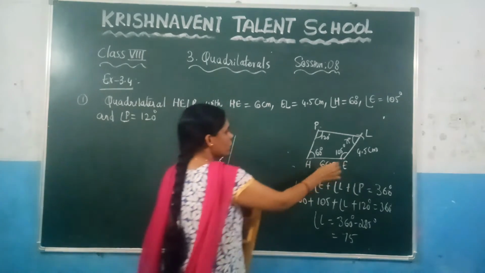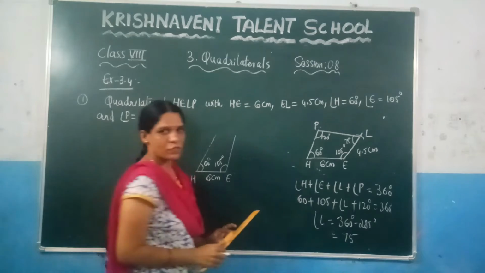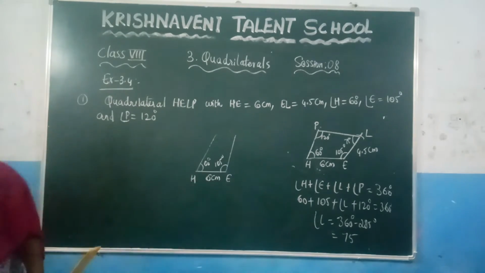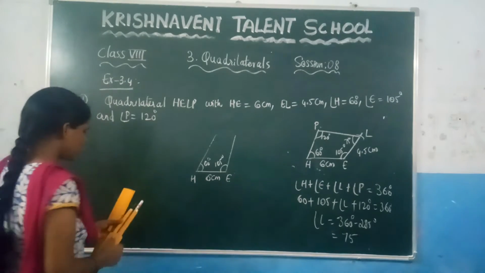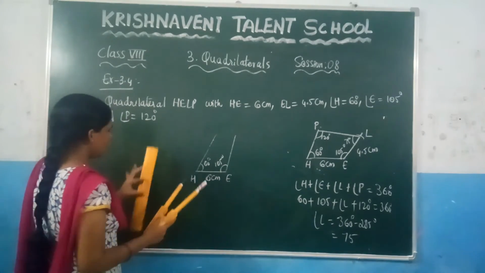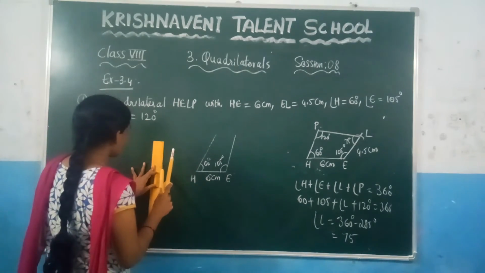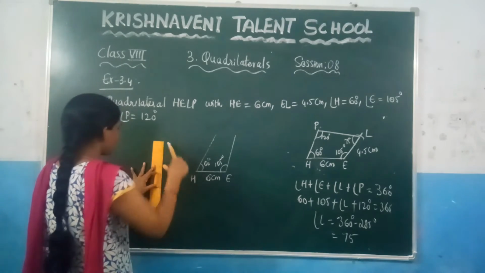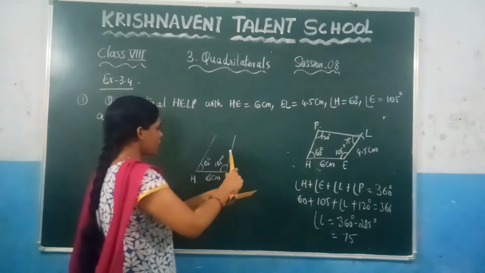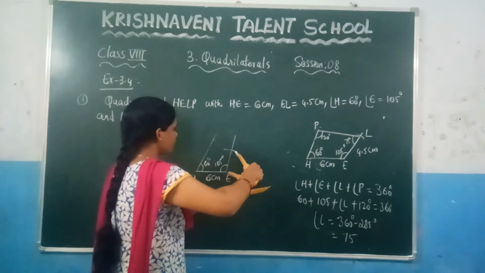Now here you know the length of EL, which is 4.5. So here with the help of the compass, take a length of 4.5 which is in between 4 and 5, right? This is 4.5. Now here at this point draw one arc.